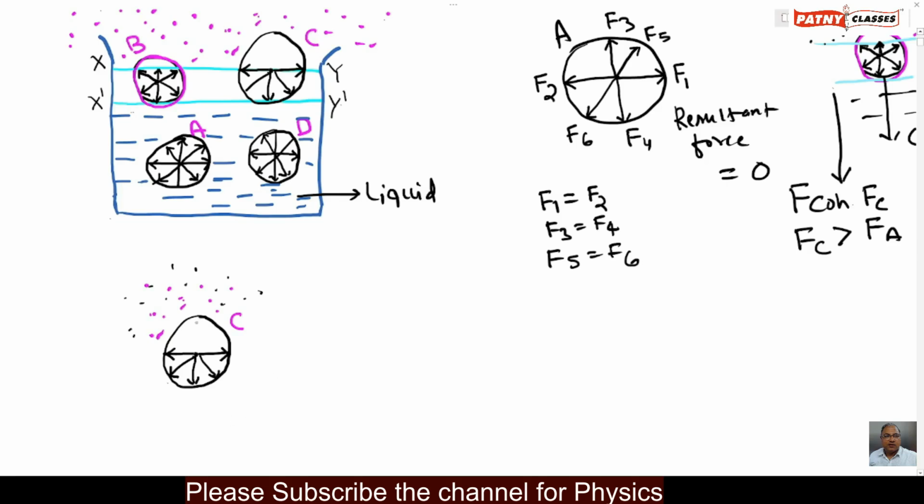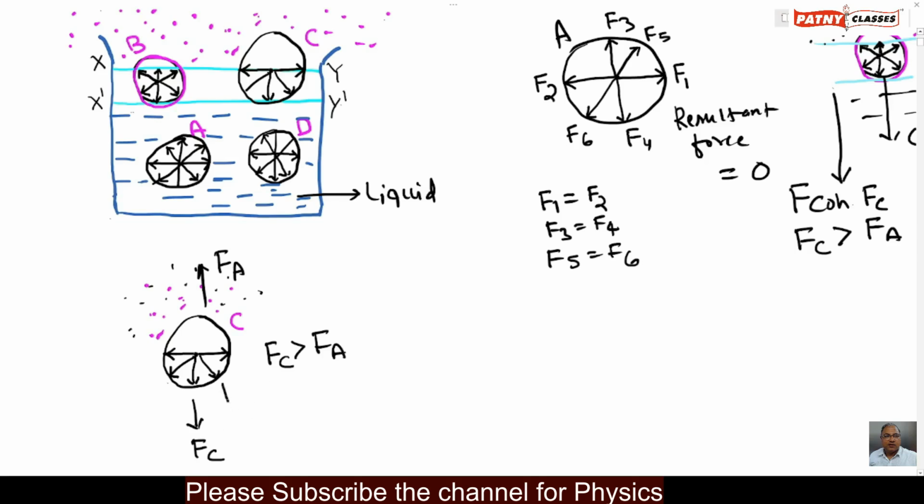But the forces acting on molecule C in the upward direction are adhesive forces, let us call it FA, and in the downward direction cohesive forces, call it FC. The number of air molecules above molecule C is less compared to the number of liquid molecules. So in the case of molecule C, it is the same story: the cohesive forces are stronger compared to adhesive forces.